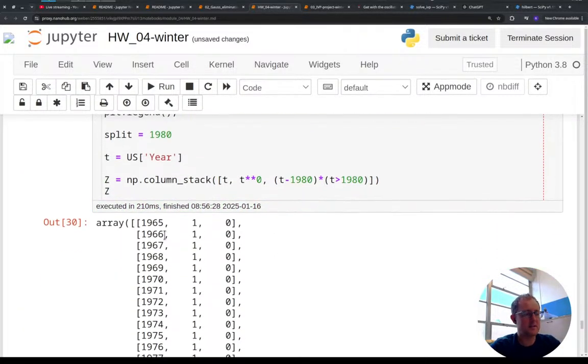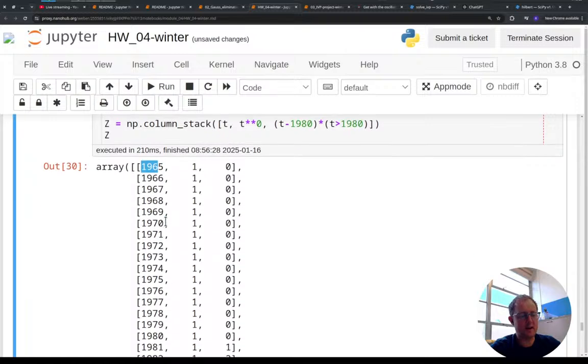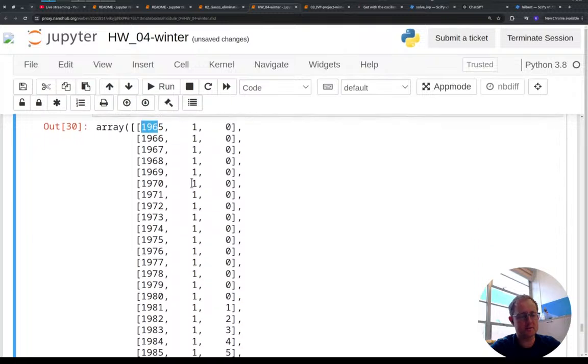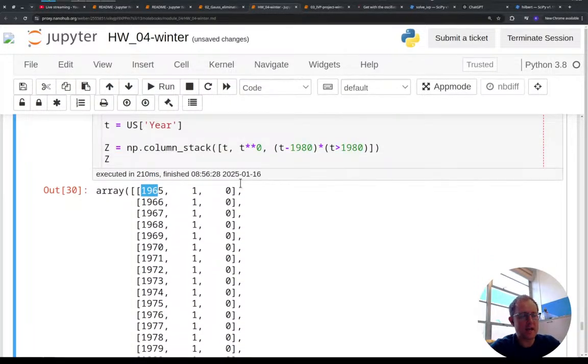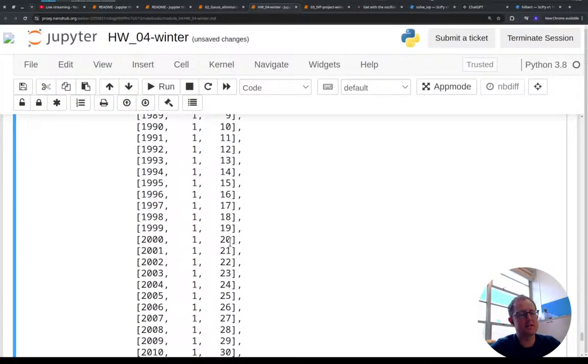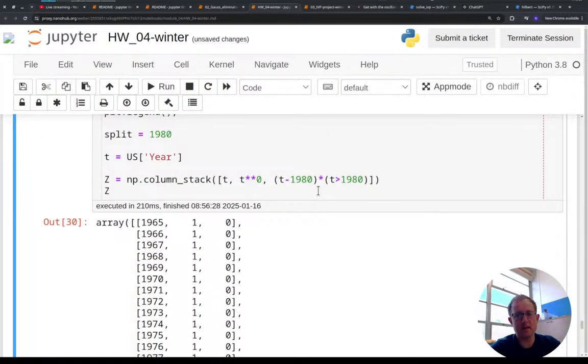So let's take a look at Z. 1965 all the way through 2018. This column is all ones, which is what I wanted. And now this last column is 0, which is what I want, until the year 1980, when it becomes a linear function. So 1, 2, 3. So what this last constant is going to tell me is the change in slope after 1980. It doesn't give me a whole new slope. The slope would be the combination of a times this year minus c times that year for the slope.